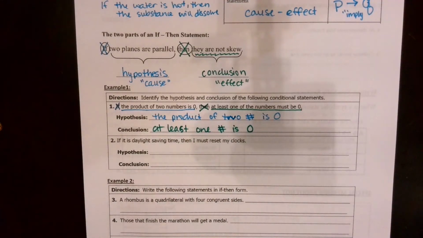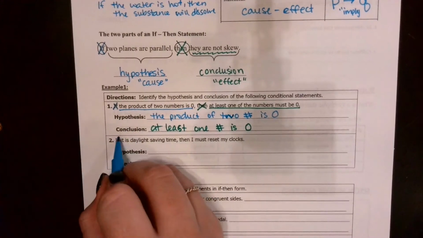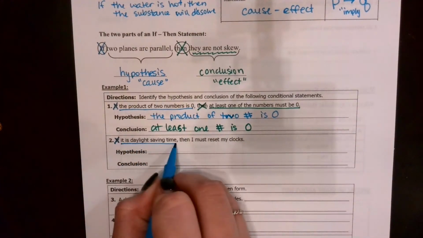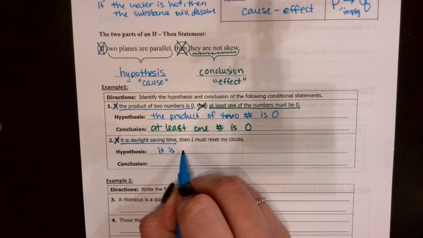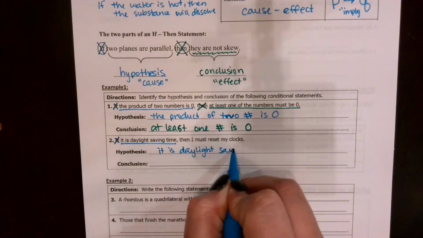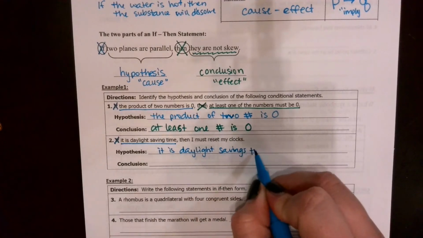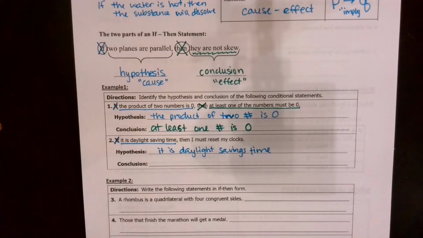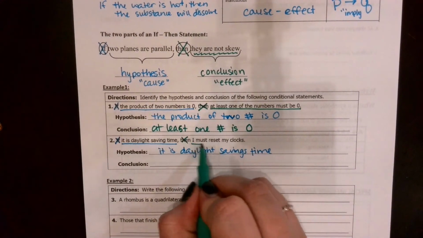Same thing for number 2 when we're identifying the hypothesis. It happens after the word if, not including the word if. It is daylight savings is our hypothesis. Our conclusion happens after the word then. Must reset my clocks.